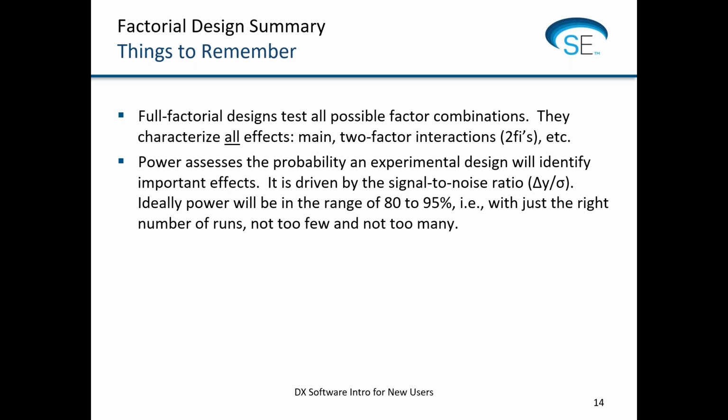But if we do less work, we're going to have less power. You know, the more runs, the more power. And the power assesses the probability that an experiment will identify the important effects, and it's driven by that signal to noise ratio. In this case, I think we had 98%, so we had plenty of power. We want to be past the 80% threshold. Sometimes we'll be a little liberal with that. You know, you get up to 95%, you're pretty confident you're doing enough work, doing enough runs to reach valid conclusions.